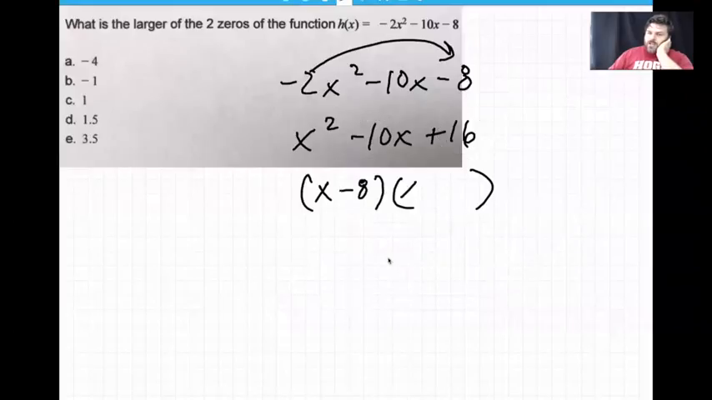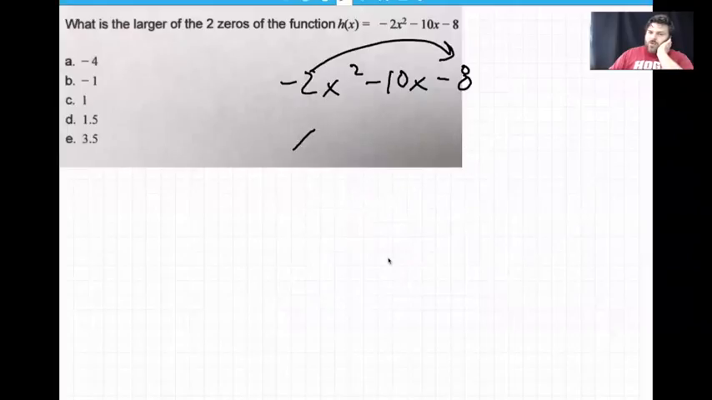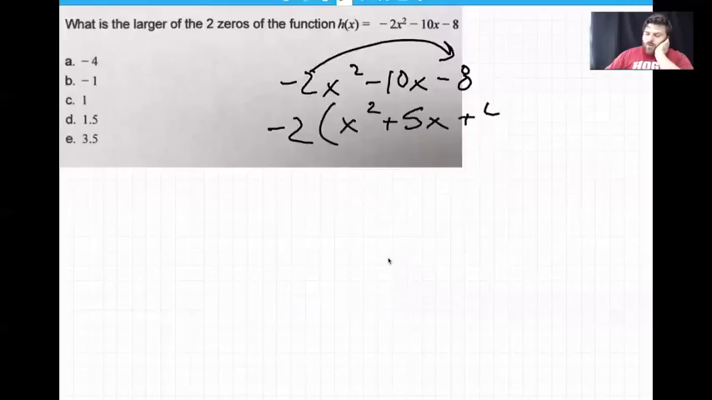We're going to look for that GCF. So what is the GCF here? GCF is negative 2, right? You see how there's a negative 2 in everything? There's a product of negative 2 in everything. So that leaves plus 5x and then plus 4. Now we've got our GCF.